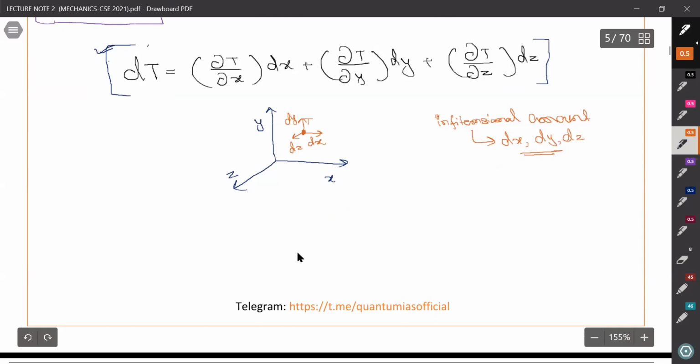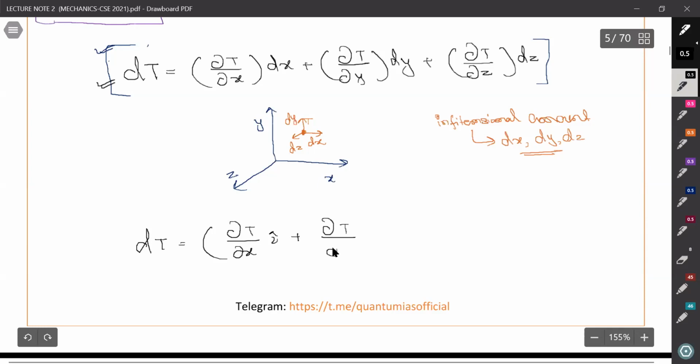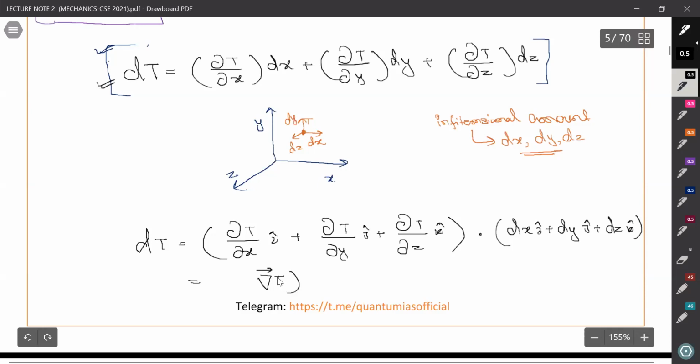Let's move on. We can write this equation like this also. dT equals, because it's a scalar function, we can write it as a dot product of two vectors: del T by del x i cap plus del T by del y j cap plus del T by del z k cap, dot dx i cap plus dy j cap plus dz k cap. And we can write this as this dot dr.